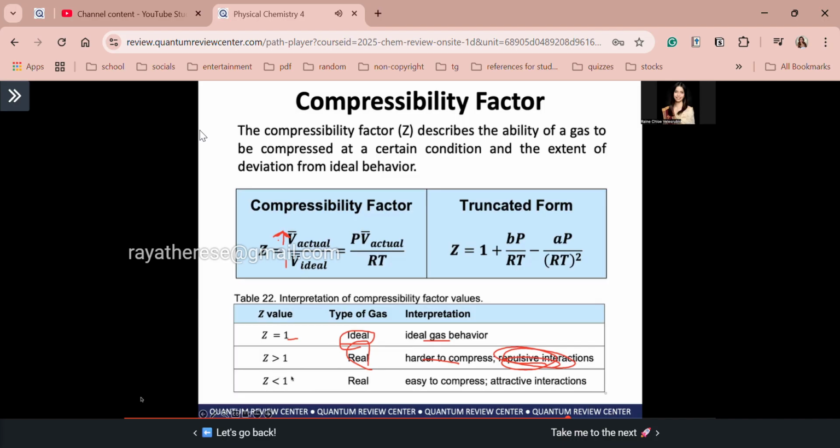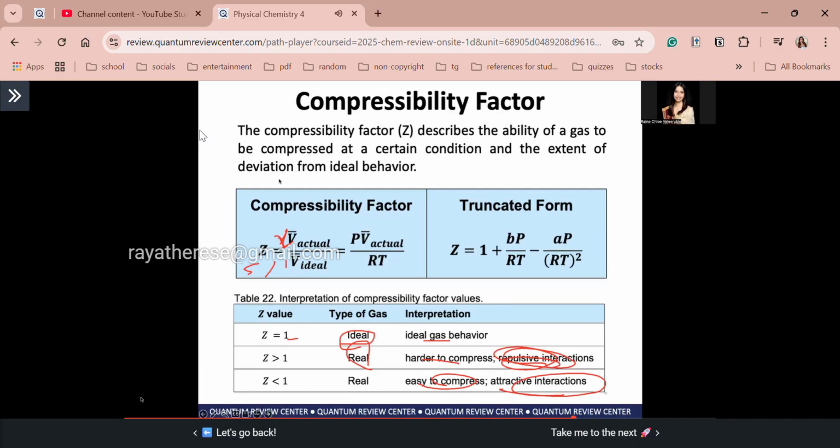Next, Z is less than 1. This also results in a real gas, and it means that the gas is easy to compress because of the attractive interactions between the gas molecules. So for example, if Z is less than 1 and V ideal is still the same, then V actual should be lower, smaller. V actual should be very small, so that Z will be less than 1. You will have a small volume when there are attractive interactions between molecules. What will happen is that the gas molecules will interact with each other, and that will compress the volume of your gas.